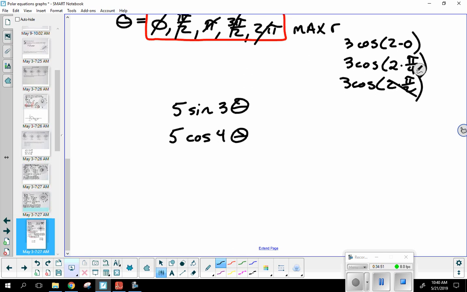How many petals would I have? Okay, so 5 sine of 3 theta, you say would have 3 petals. What about 5 cosine of 4 theta? Now, what's the difference? There you go. If it's an odd coefficient, you keep that number of petals. If it's an even coefficient, you double that for the number of petals.